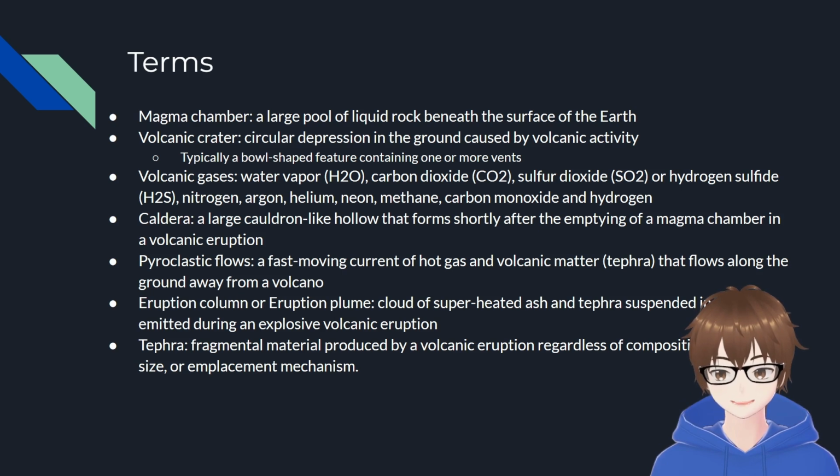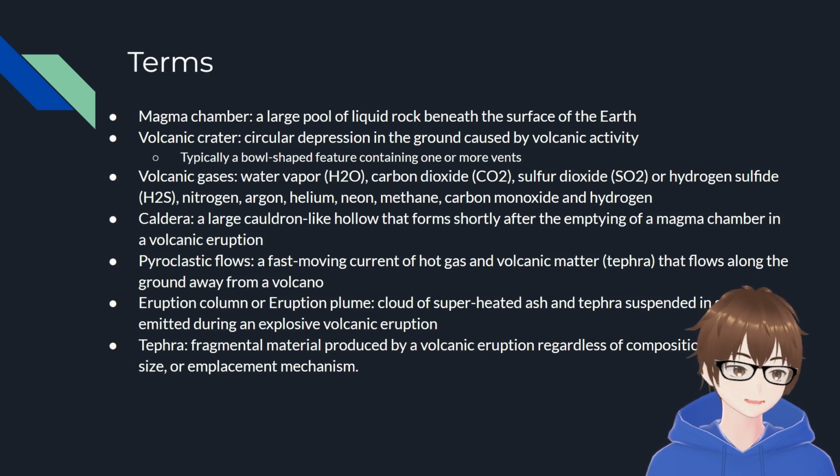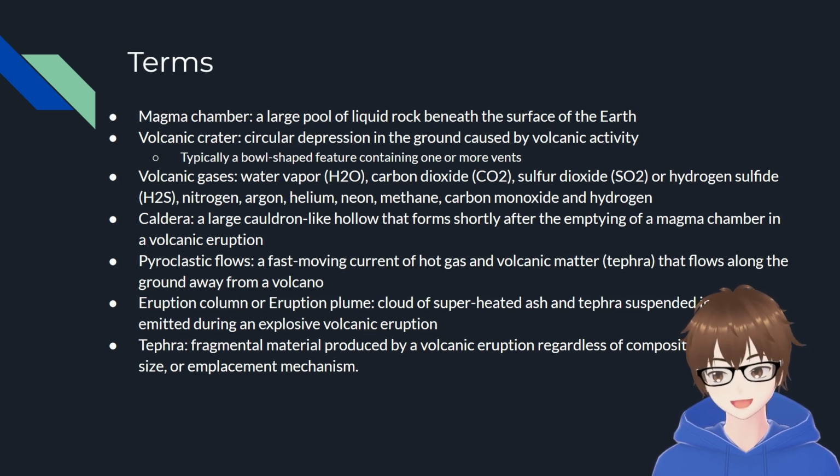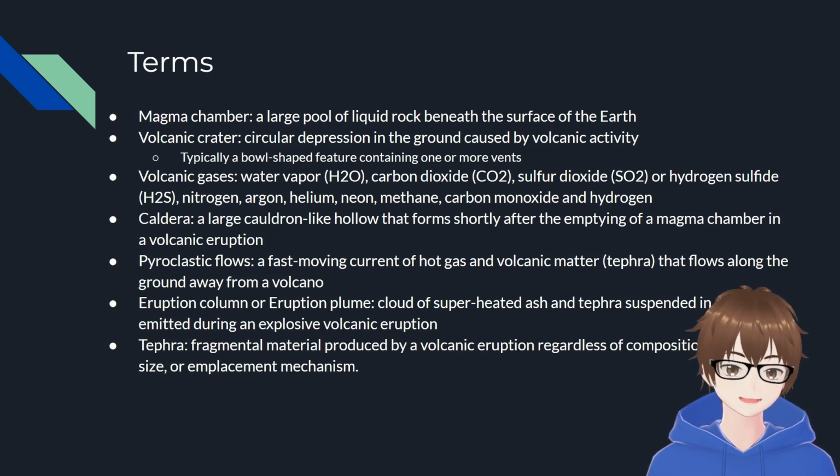We have the caldera, which is kind of like the volcanic crater. It's a large cauldron-like hollow that formed shortly after the emptying of the magma chamber in a volcanic eruption. So basically, after our magma chamber releases all of its lava, this is basically what's left, the caldera. We have pyroclastic flows, which is a fast-moving current of hot gas and volcanic matter, which volcanic matter can also be the tephra.